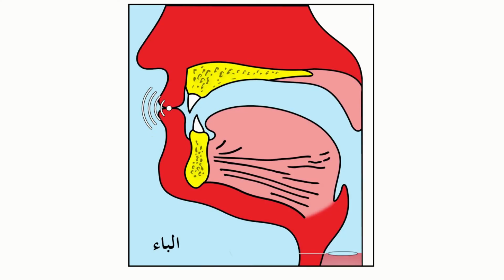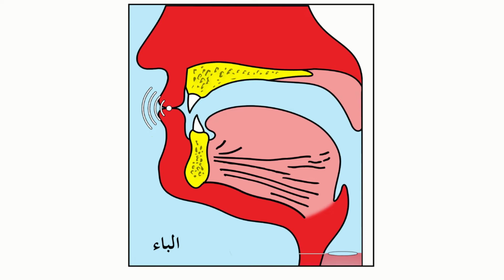Let's move to the third letter from the lips, and that is the makhraj of the letter ba. Ab, ub, ib, ba, bi, bu. So with the letter ba, the makhraj is by closing the lips. Ab, ab. And here's the makhraj of ba. As we said, it's by closing the lips.